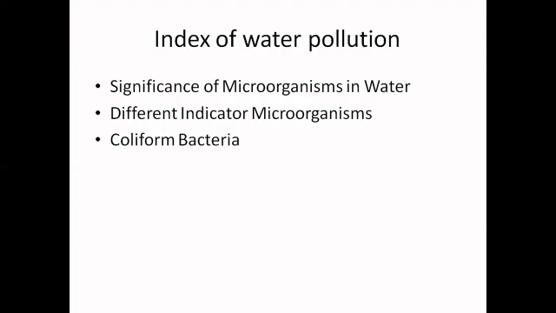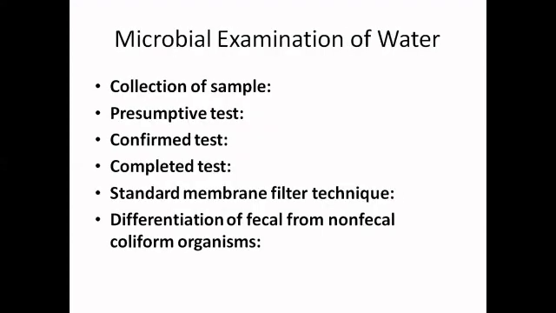So the index of water pollution is dependent upon the indicator organisms, that is Escherichia coli, Streptococcus faecalis, and Clostridium perfringens. But the coliform bacteria, specifically Escherichia coli, is the index organism for detection of water pollution, as it is easy to identify and it is strictly related with the intestine of human beings. And the patients suffering from intestinal infections release these bacteria more frequently than others. So in the next point, we will discuss the microbial examination of water.